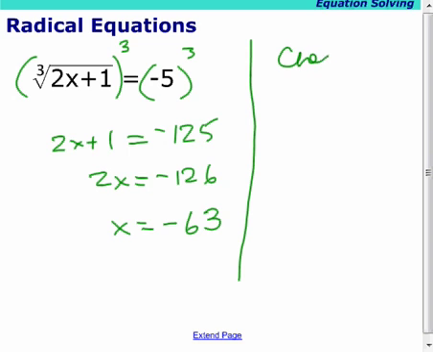Always check. Plug in my answer. Negative 63 right in there. Negative 63 times 2 would be negative 126. Plus 1 would be negative 125. Interestingly enough, I can take the cube root of a negative number. I can't take the square root or the fourth root, but I can take the cube root. And sure enough, it does come out to negative 5. Checks out. I'm correct. I am so smart.